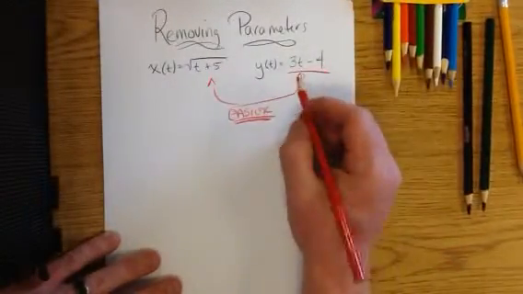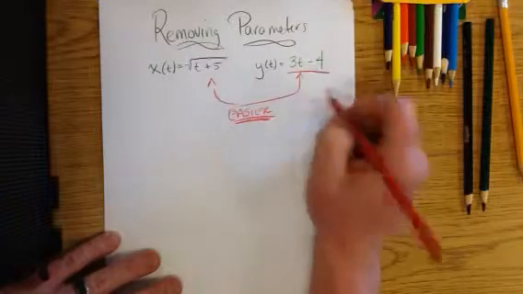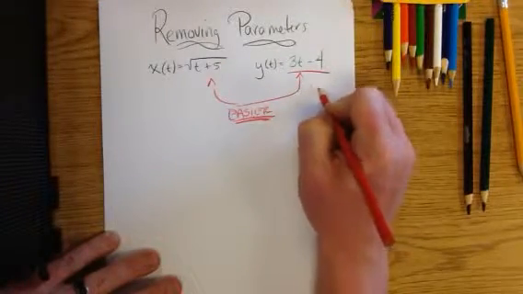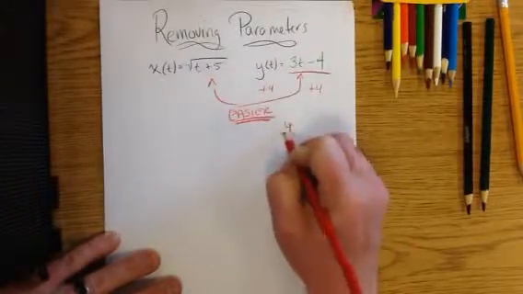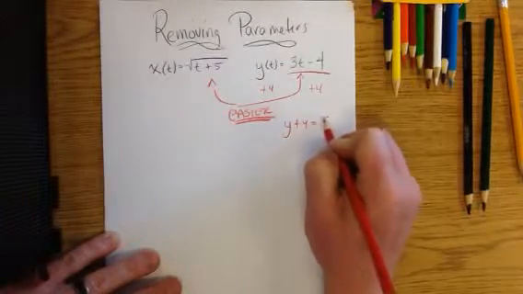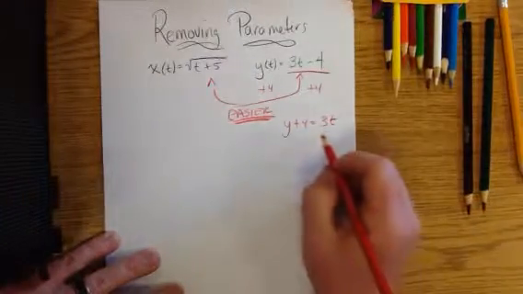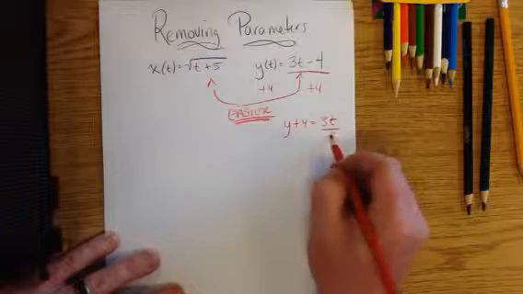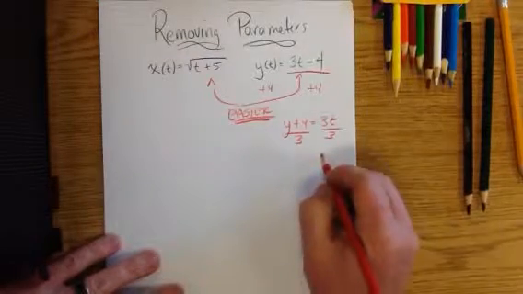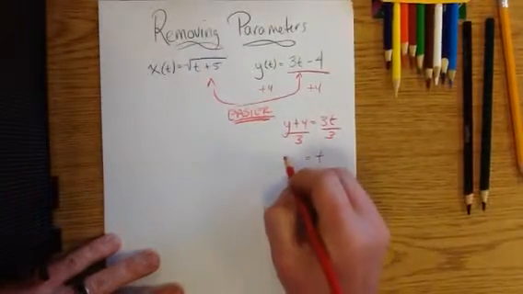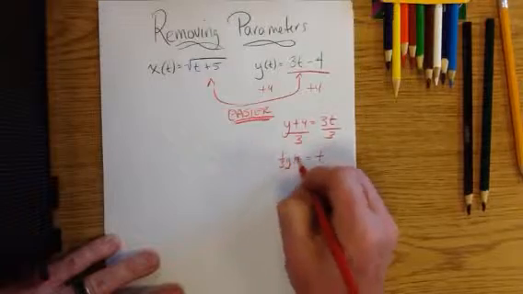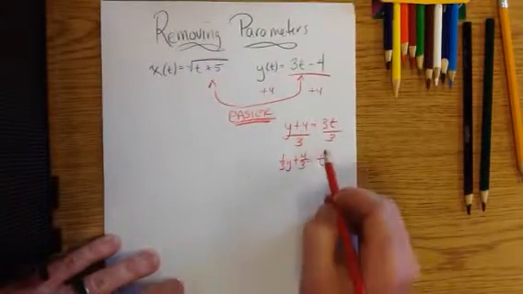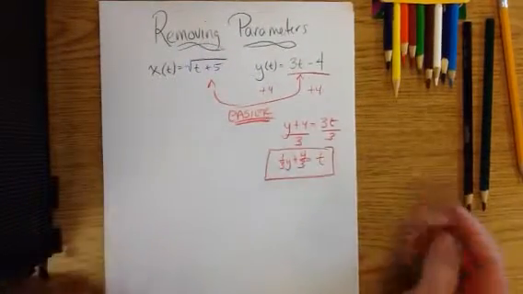When I do that, I add 4 to both sides. I end up with y plus 4 is equal to 3t. Then divide both sides by 3. And so I end up with t equaling 1/3 y plus 4/3. So there's my t value.